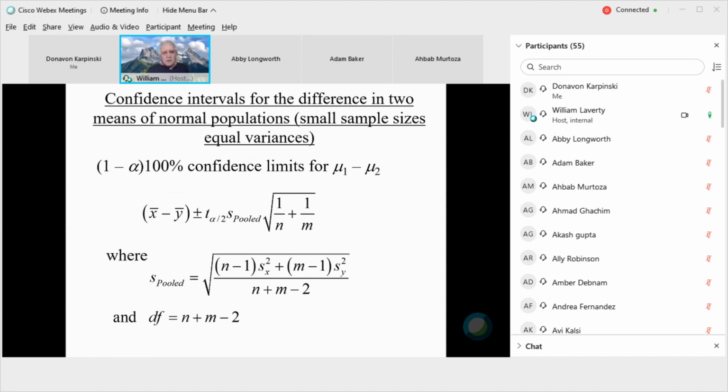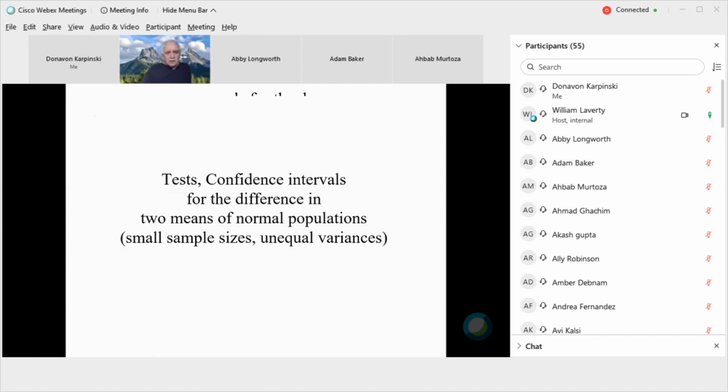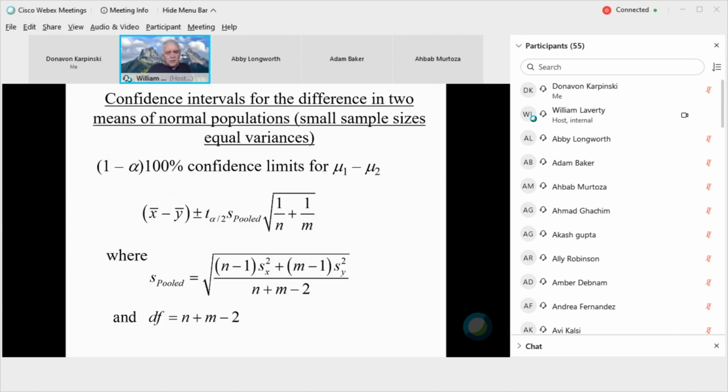Confidence limits for a difference in 2 means, small sample sizes. It's the difference plus or minus t sub alpha over 2, critical values coming from the t-distribution. The degrees of freedom is n plus m minus 2. S pooled is the pooled estimate of sigma. So that's how confidence limits are calculated in the case of small sample sizes.